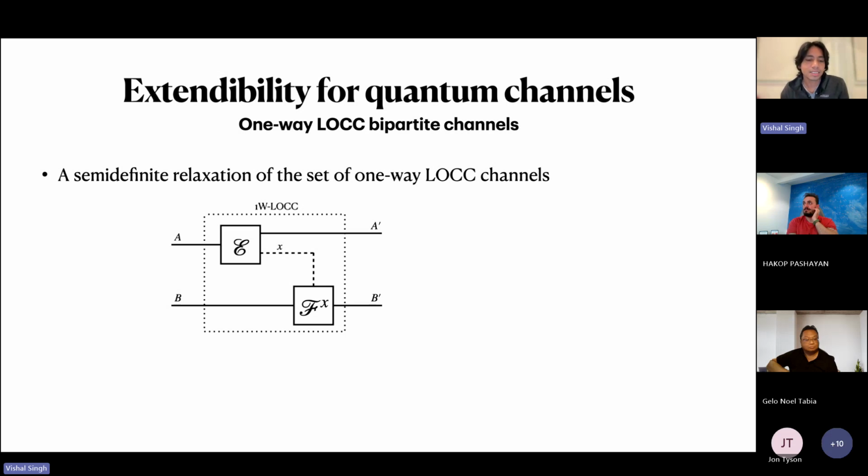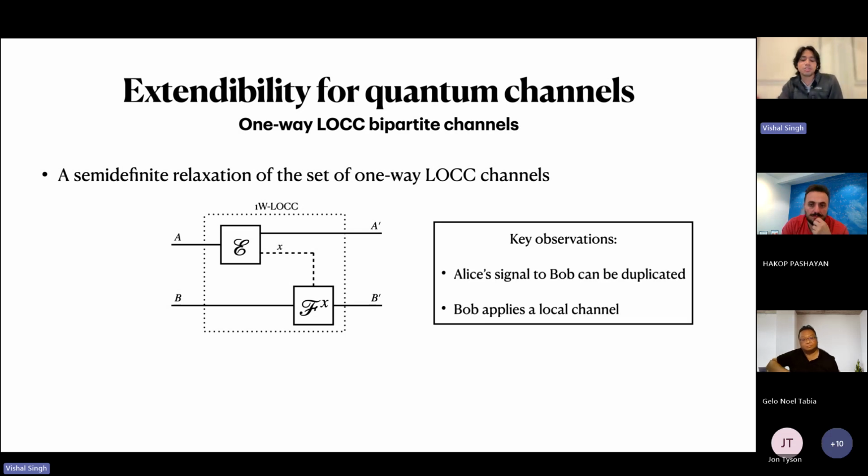And based on this X, Bob picks a quantum channel. So he has a set of quantum channels, let's say F with a superscript X. And based on this classical dit that he receives from Alice, he picks the channel F. And so this entire operation is what we call a one-way LOCC, where LOCC stands for local operations and classical communication. And one-way is because only Alice can send classical data to Bob. Bob cannot send it back to Alice.